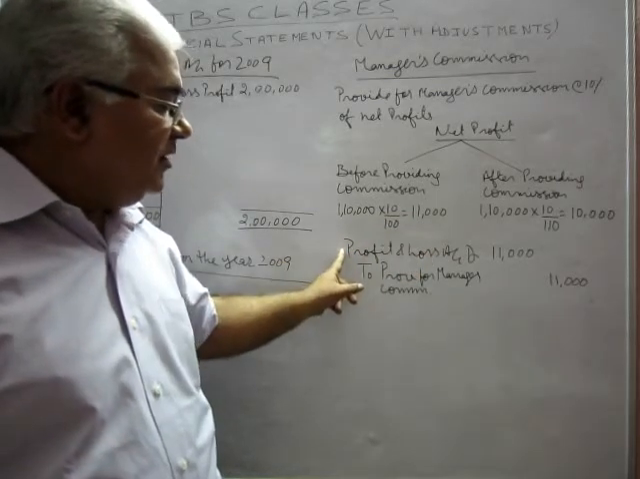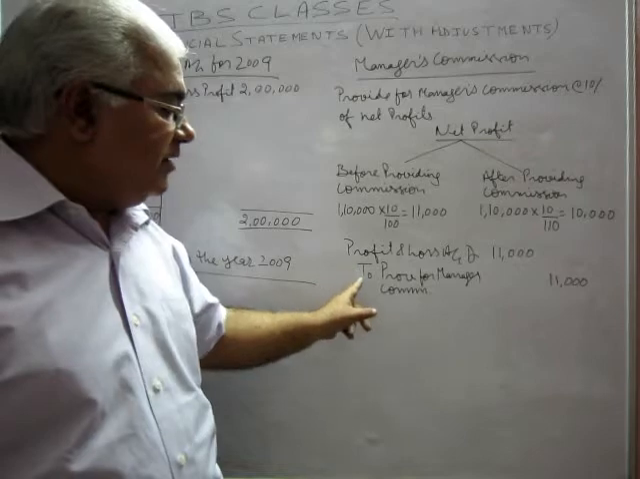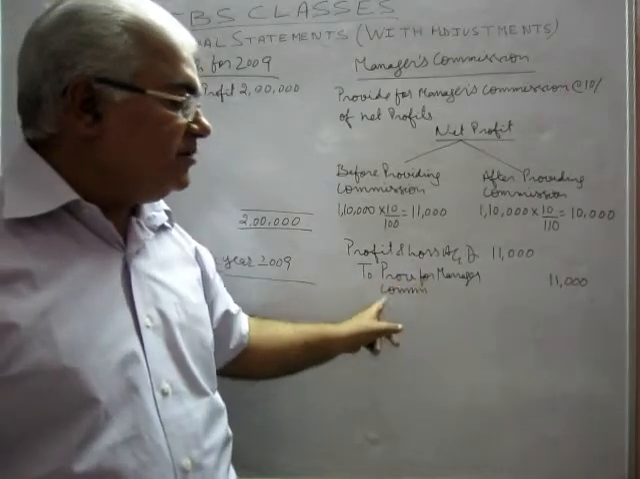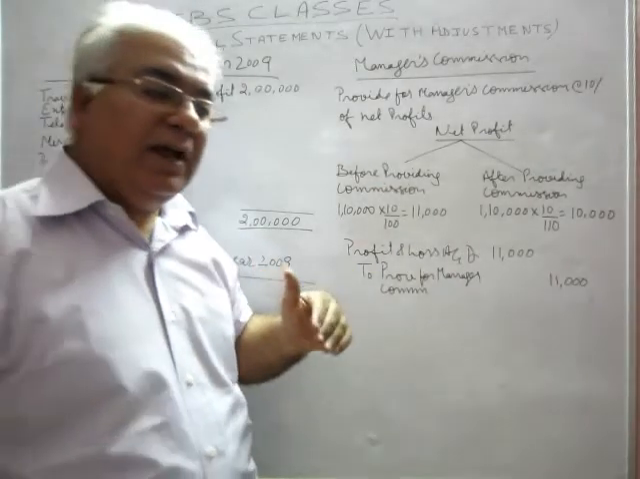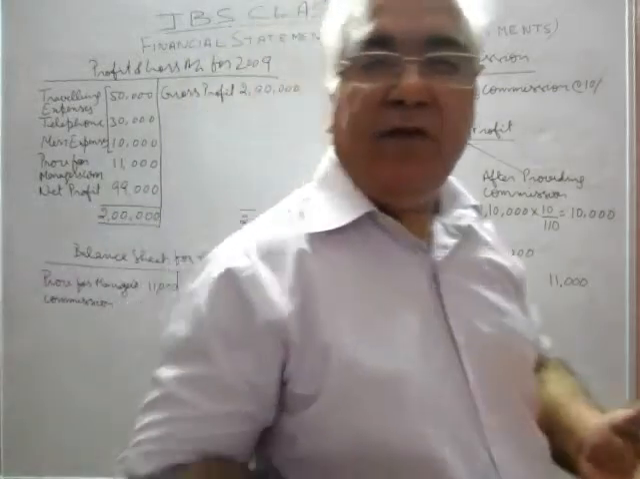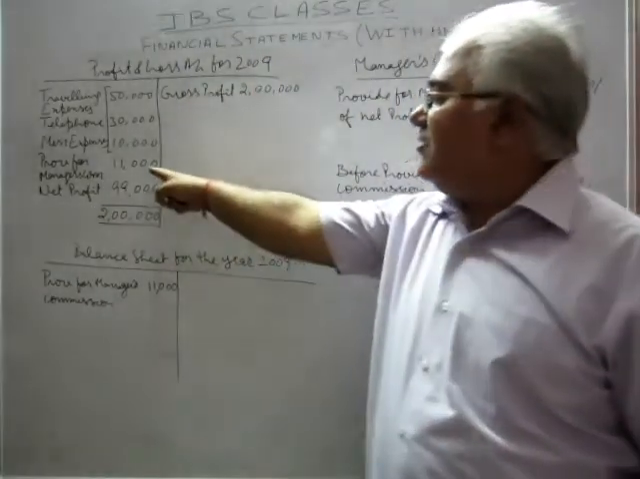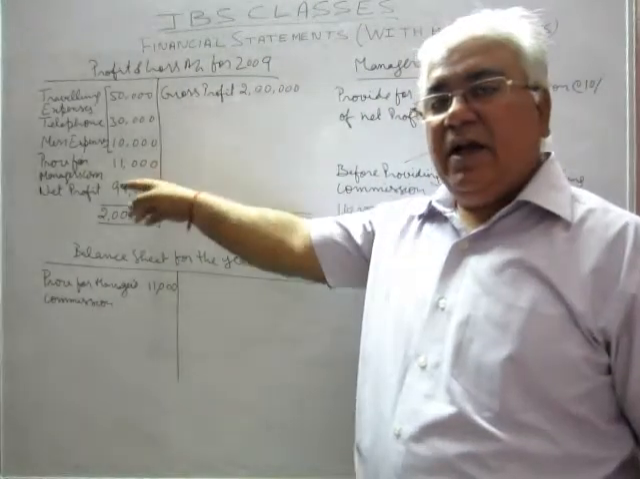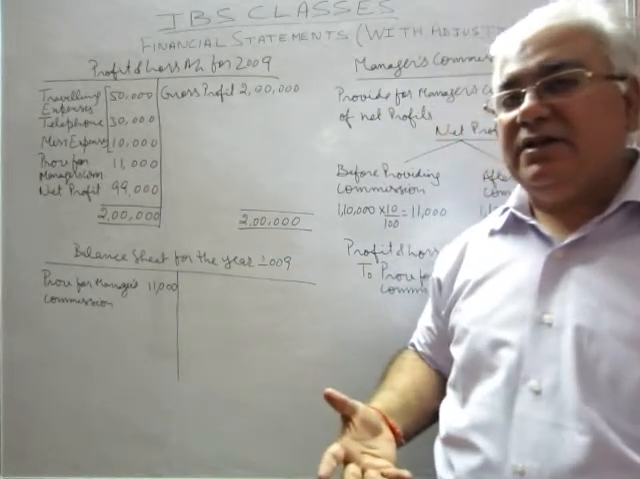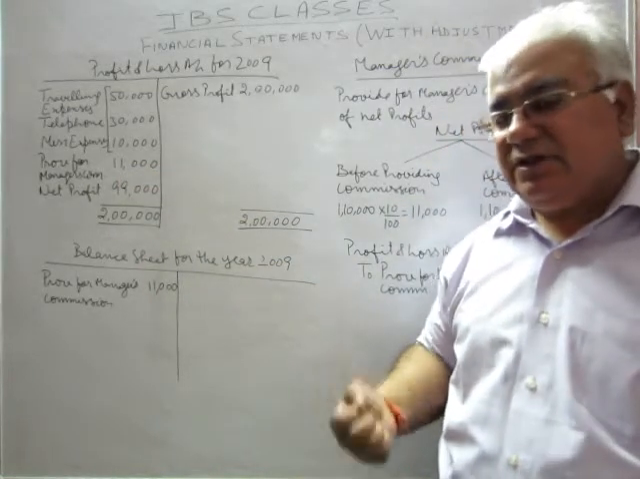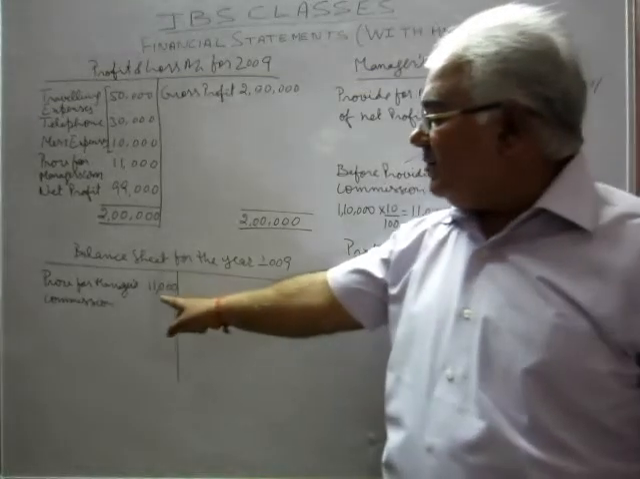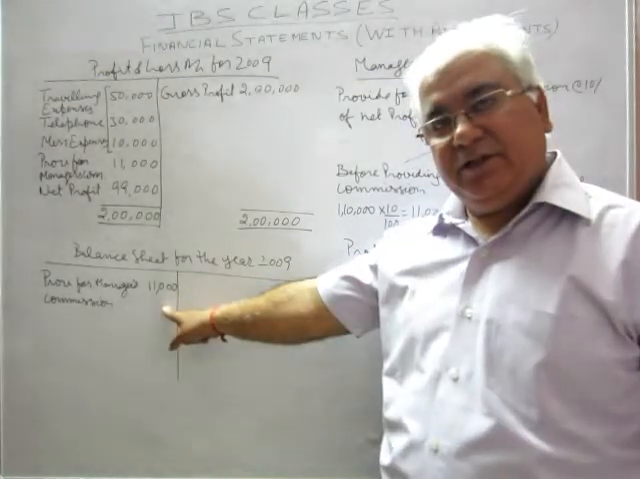So entry for this will be profit and loss account debited to provision for manager's commission 11,000, and this being an expense will be shown on the debit side of profit and loss account here, and again it being a liability, since we have not paid for it still, it will be shown as a liability in the balance sheet.